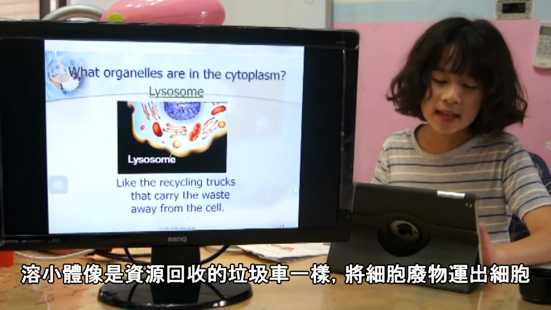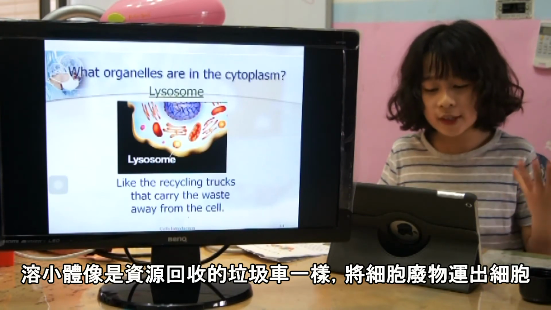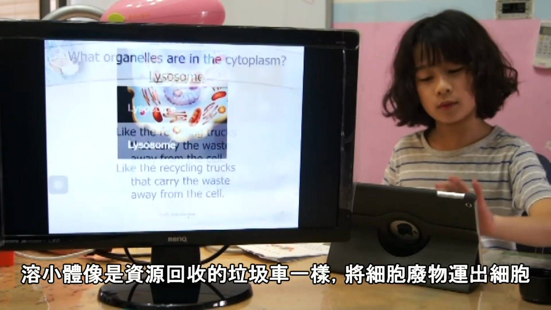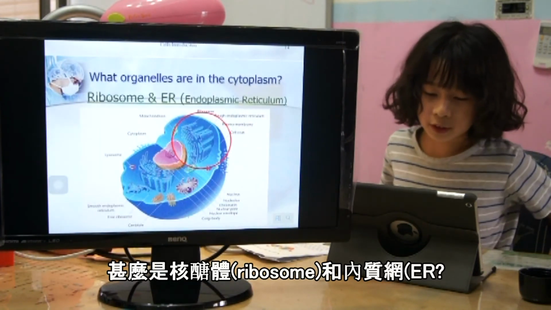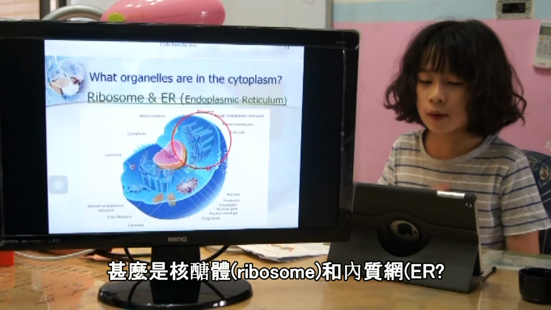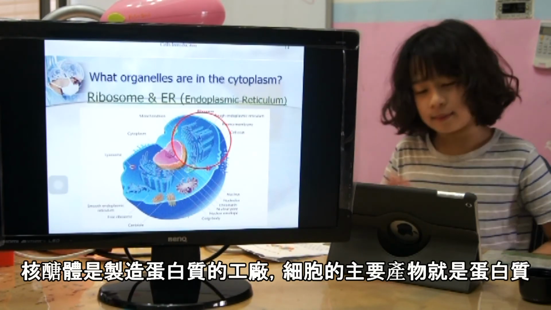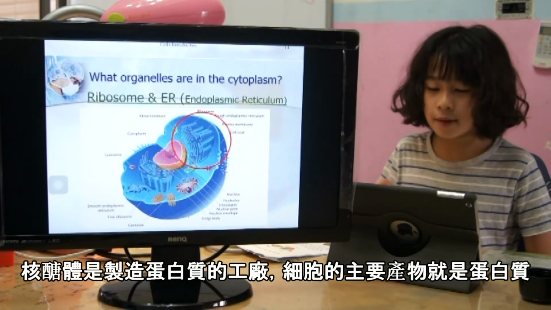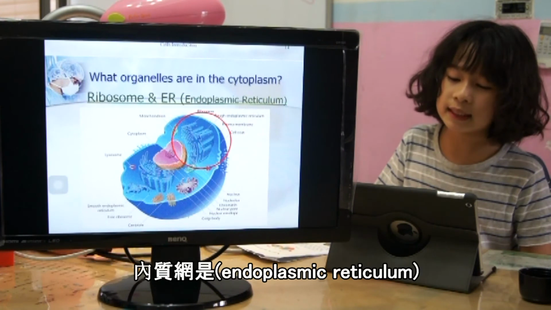What are lysosomes? A lysosome is like a recycling truck that carries the waste out of the cell. What is a ribosome and ER? Ribosome is small talk; I'll talk about ER later. A ribosome is like a factory that makes the protein. Protein is the product.